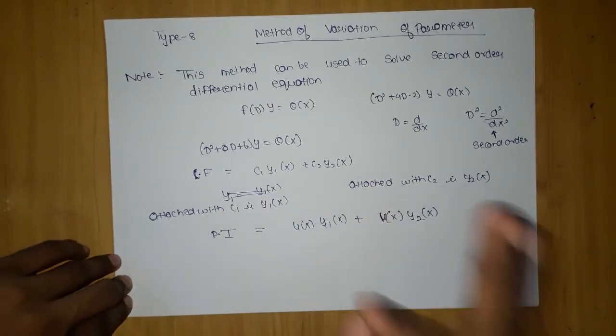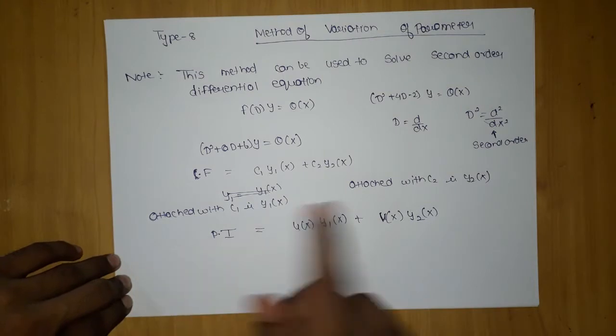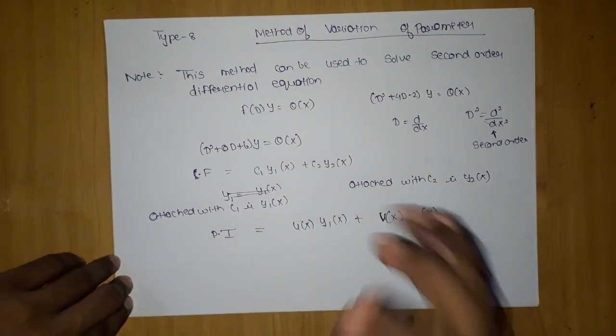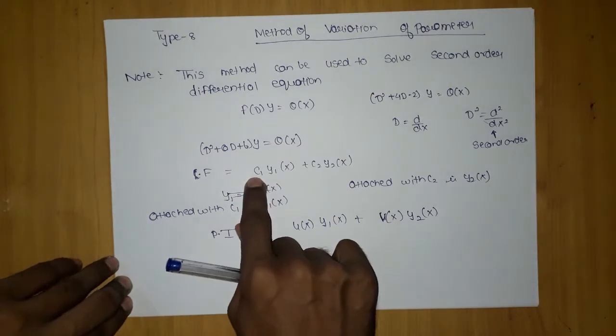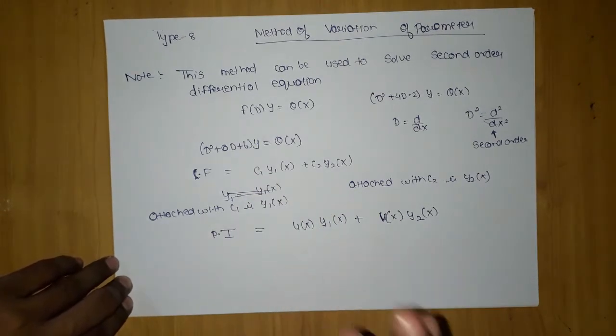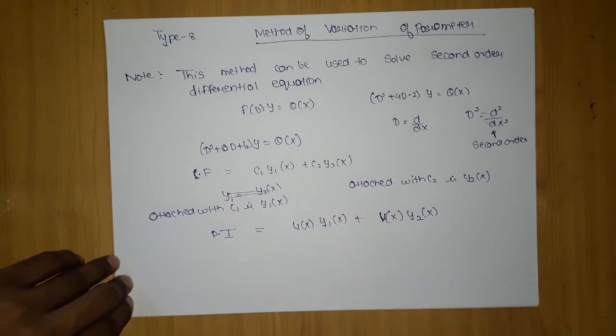Y1 is what? Whatever is attached with C1 is y1, and whatever is attached with C2 is y2. That should be crystal clear in your mind. If C1 is attached with y1, then whatever is attached with C1 is our y1, and whatever is attached with C2 is again my y2. Keep this very crystal clear.